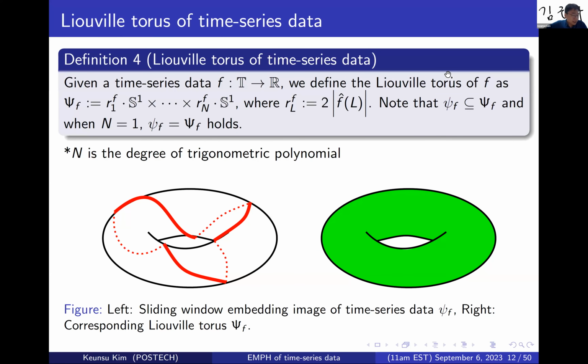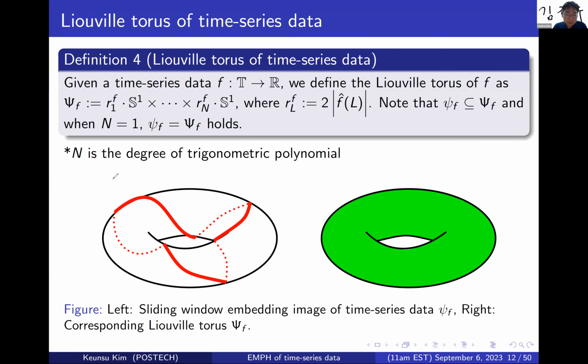Now, let's define the Liouville torus of time series data. Given time series data F, we define the Liouville torus denoted by psi F. Here, R_LF is twice the modulus of L's pre-coefficient. By definition, the sliding window embedding is encompassed within the Liouville torus.